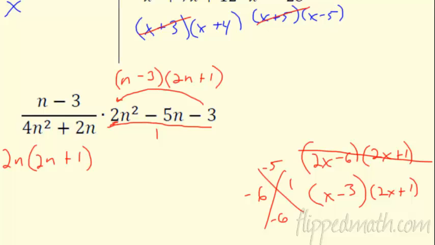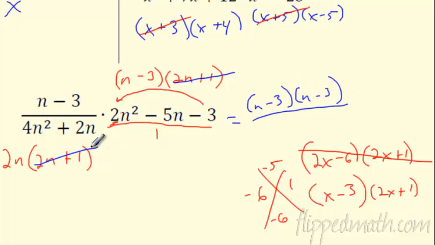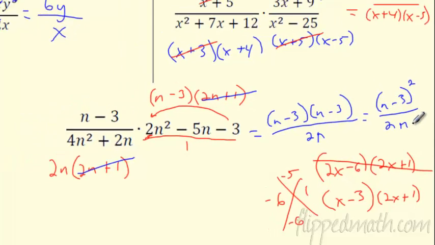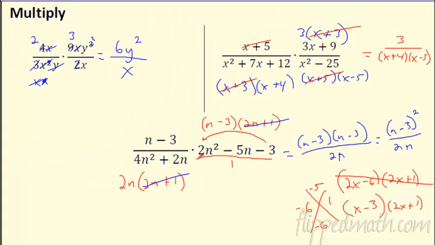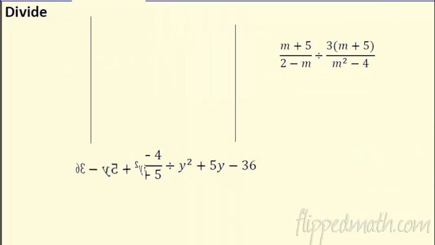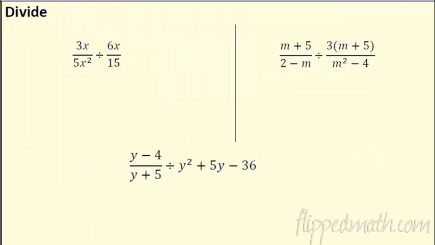We've got 2n plus 1 cancels this 2n plus 1. Does anything else cancel? No, it doesn't. So this is really going to equal n minus 3 on top times n minus 3, all over what's on bottom, 2n, and then the 1, so we're left with 2n. This one I may simplify if I really want to. You could call it n minus 3 squared, but I'm not too worried about that. I'm worried about the canceling. If you want to leave it all completely factored, leave it all factored. I'm cool with that. That is multiplication. Boom, nailed it. Moving on to division.